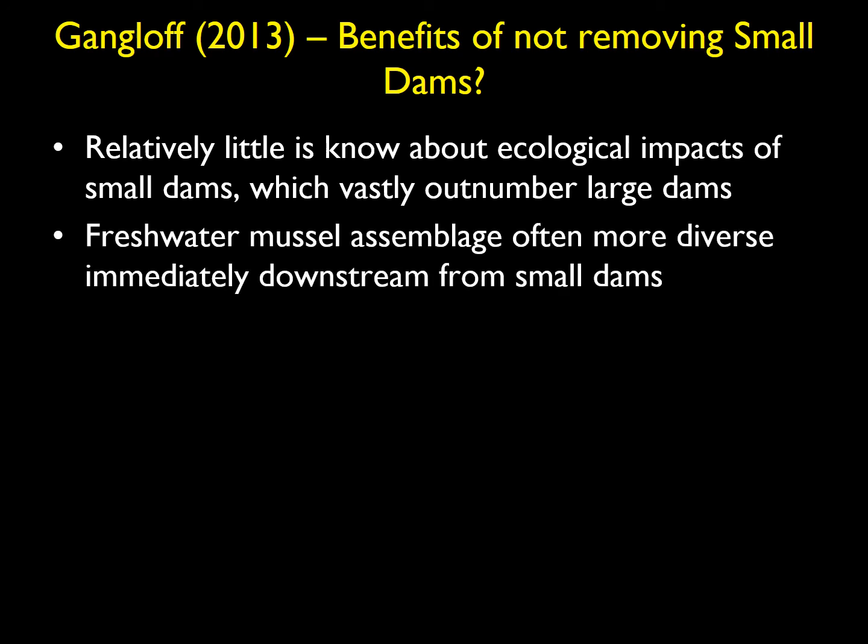He points out that freshwater mussels often do very well immediately downstream from dams. So if you think of what a dam does, it's trapping sediment, right? And so when the water flows over that dam, it leaves a lot of the sediment behind. So you've got pretty clean substrate downstream from these dams often, and so it's a place that freshwater mussels often seem to do fairly well. So if you remove a dam, you might lose that.